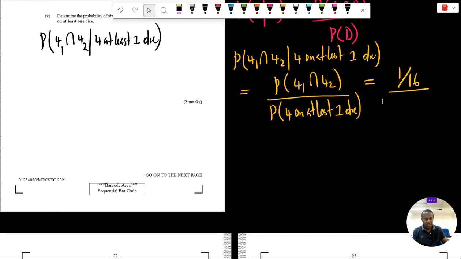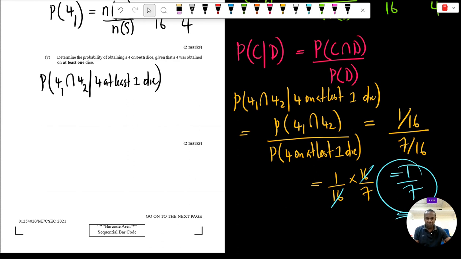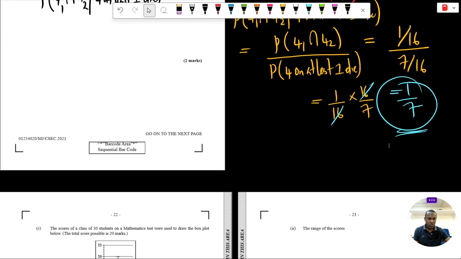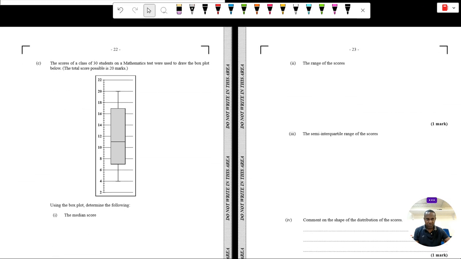So we have 1 over 16 divided by 7 over 16, which of course gives us 1 over 16 times 16 over 7. These two 16s cancel, and so this gives us 1 over 7. So therefore, what this means is that the probability of obtaining a 4 on both dice, given that a 4 was obtained on at least one die, is equal to 1 over 7. That's the end of that part of the question there. Now let's move on to part C.